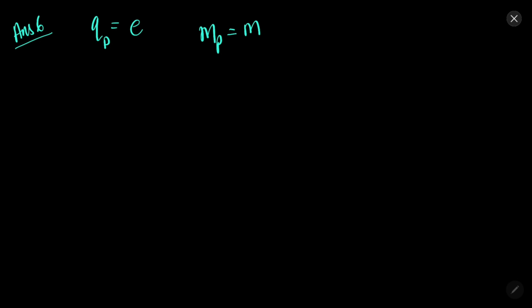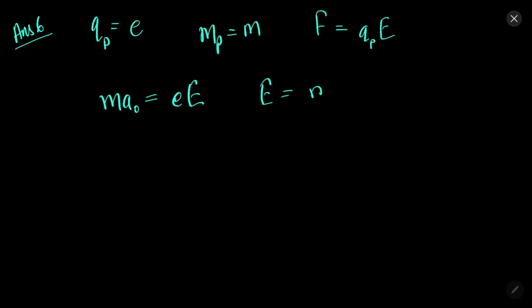So let's say charge and mass of proton are e and m. Force will be q into E. Force is ma, so m a0 will be eE. So electric field will be m a0 over e. This will be towards east. Positive charge moves along the electric field.